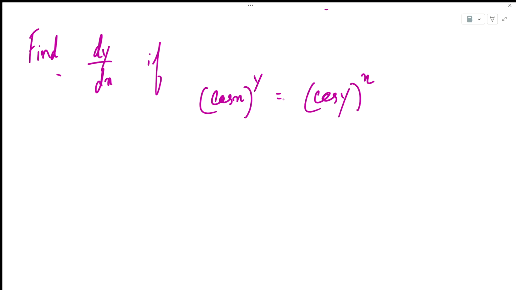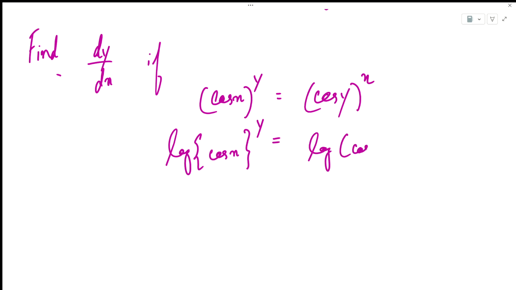Next question is a question from logarithmic differentiation. So we have: find dy by dx if cos x to the power y is equal to cos y to the power x. So what I'm going to do over here is take log on both sides. So if you take log on both sides, you have log of cos x to the power y, and this will be log of cos y to the power x.